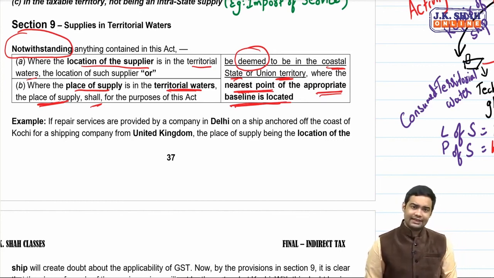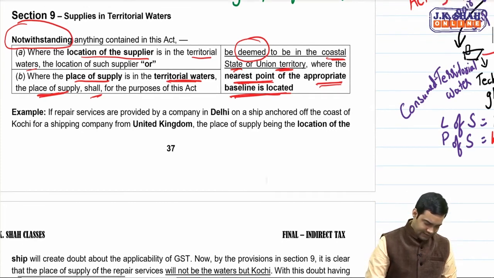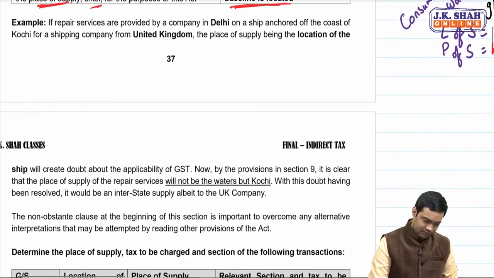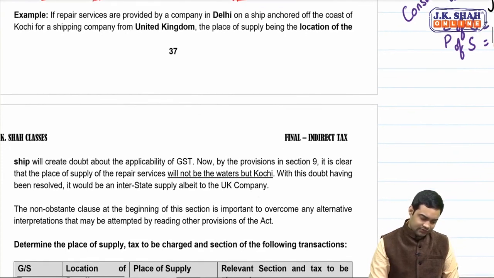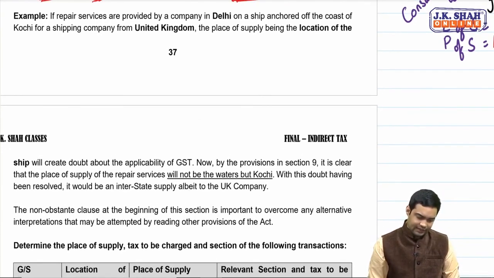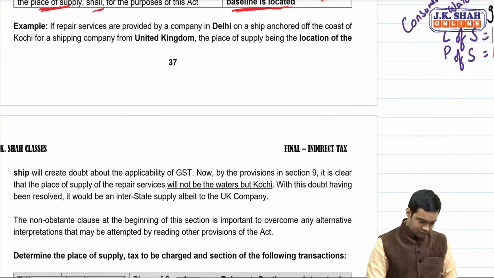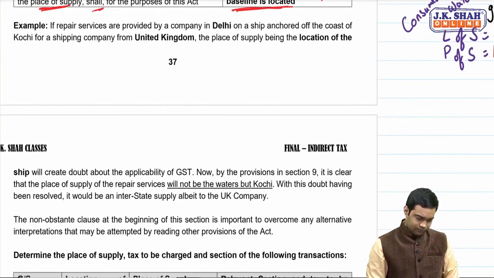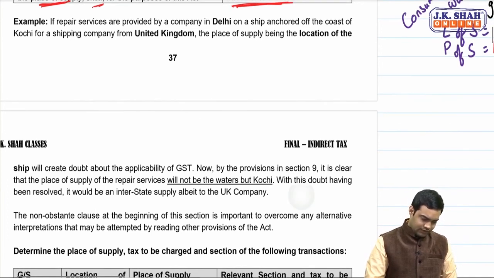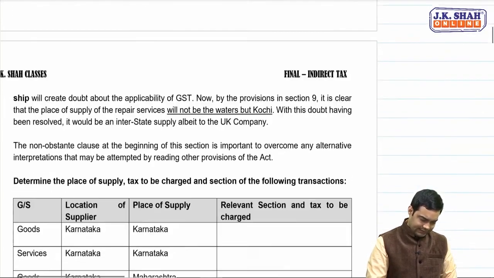You'll be very clear with this when you read this example. Repair service which is done by a company in Delhi, which is done near the waters of Kochi, then the place of supply will be Kochi in Kerala. Pause the video, read the example.